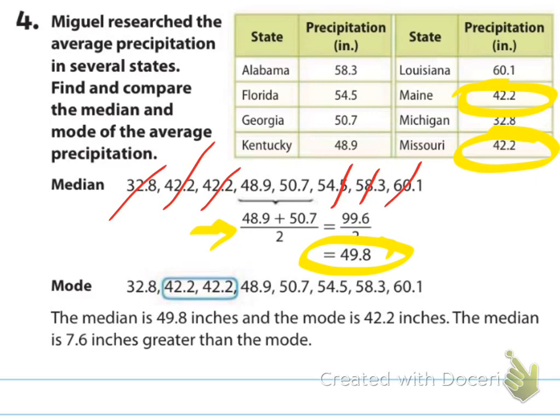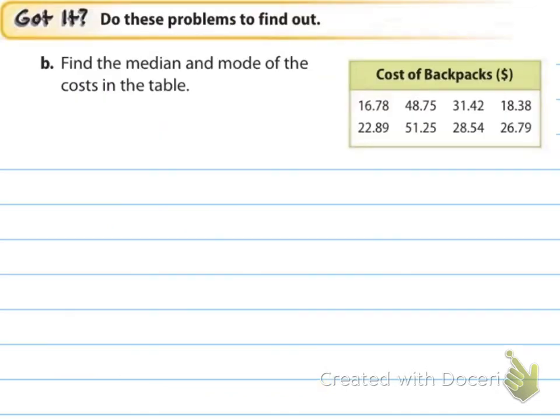All right, so it says find and compare. When you're comparing, go ahead and subtract and see what comes up. 7.6 inches greater than the mode.